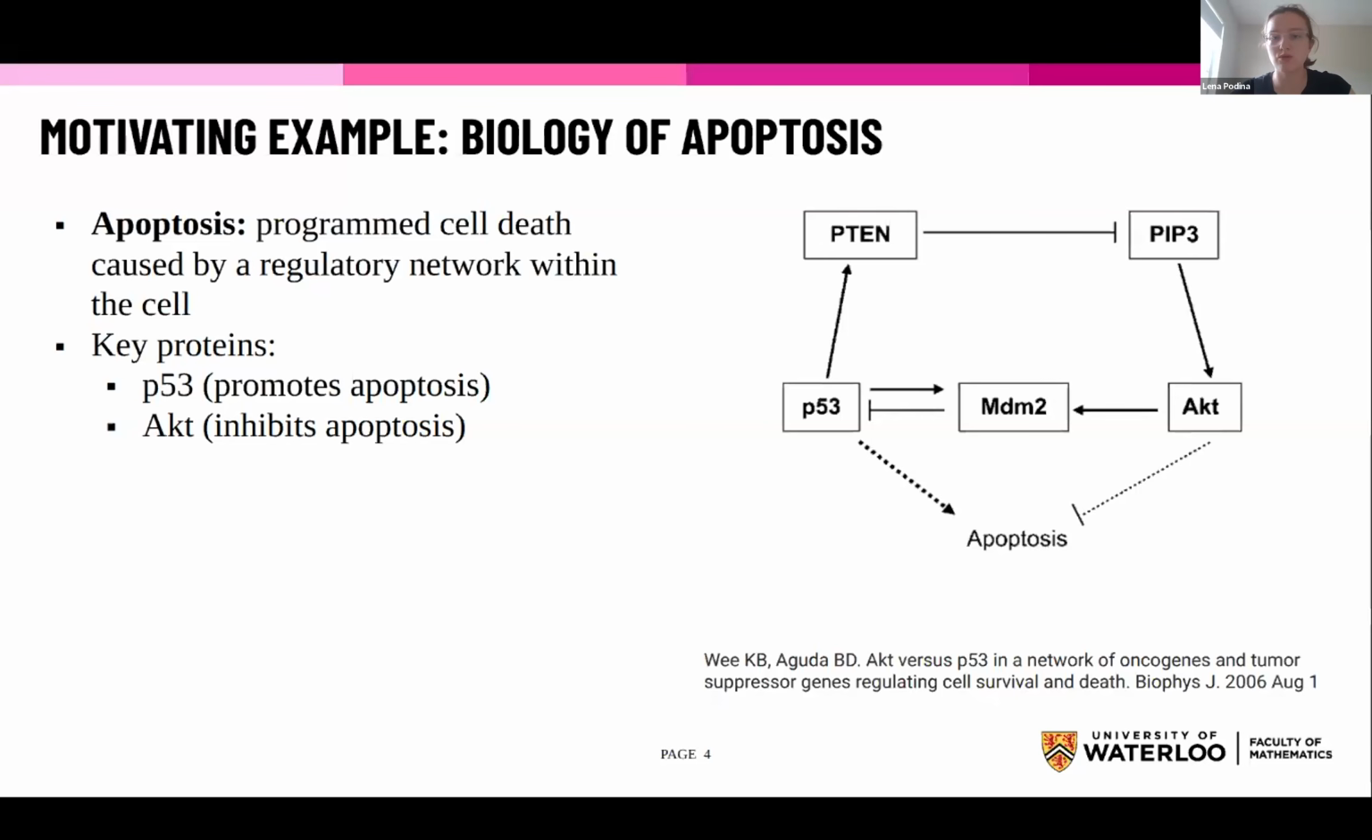Essentially, there's a regulatory network of a whole bunch of proteins. And the key proteins here are P53 and AKT, where P53 promotes apoptosis and AKT inhibits apoptosis. So those are the key proteins. The details here are not so important, but the pathway is fairly complicated and is not entirely well known.